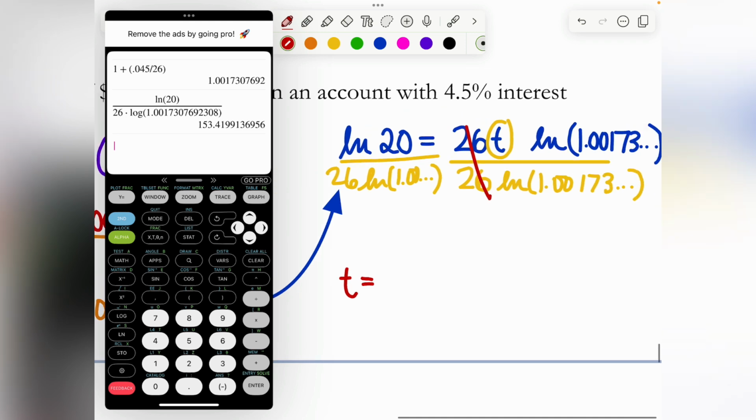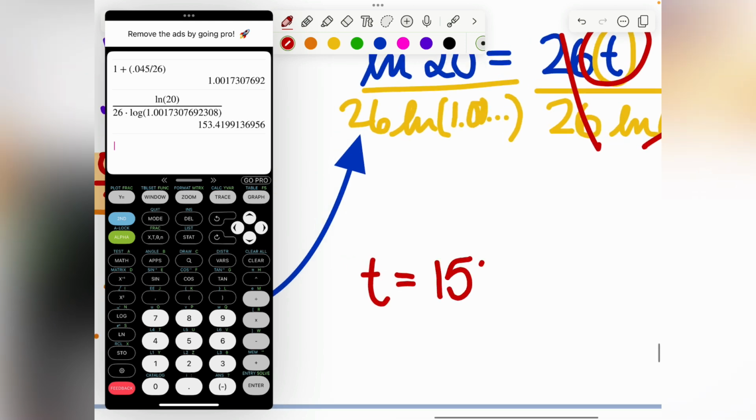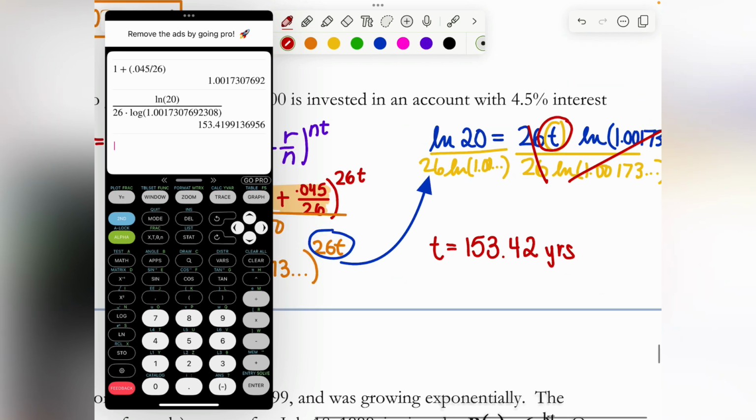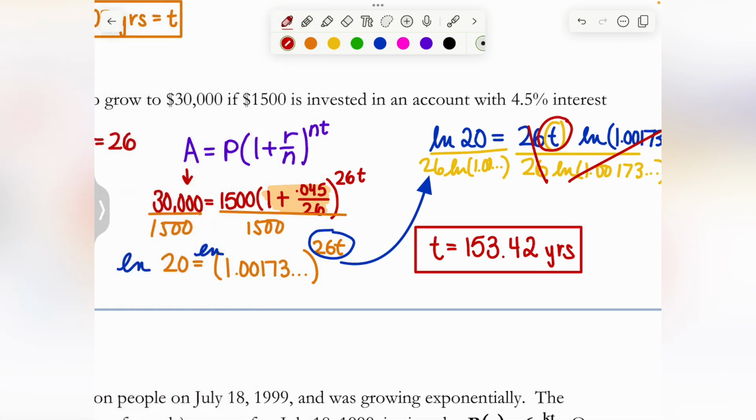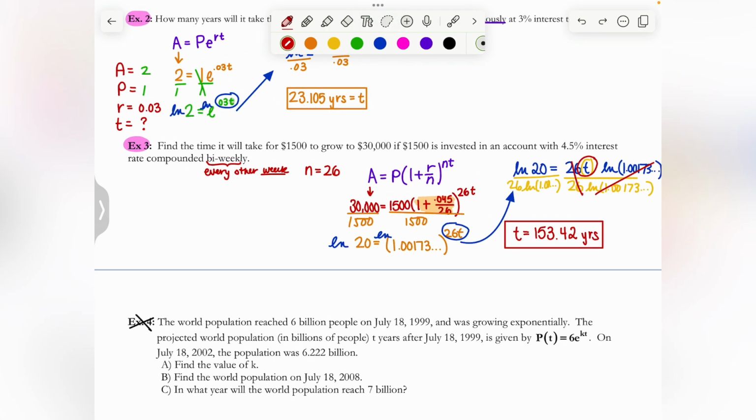Because the 26 cancels, the natural logs cancel, I'm just left with t. It's a lot of years. 153.42 years. I mean, it makes sense. It's growing from 1,500 to all the way to 30,000, only at 4.5% per year. So it's going to take a really long time for that to happen.